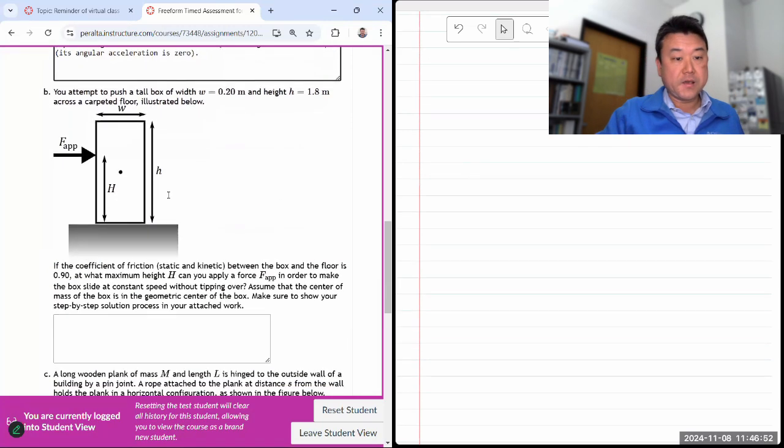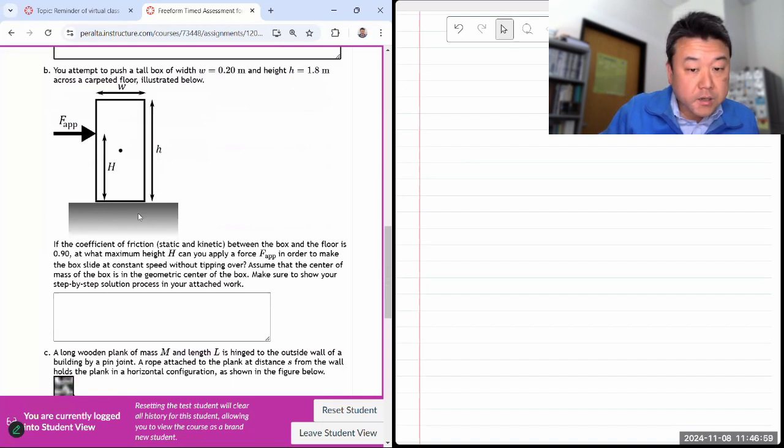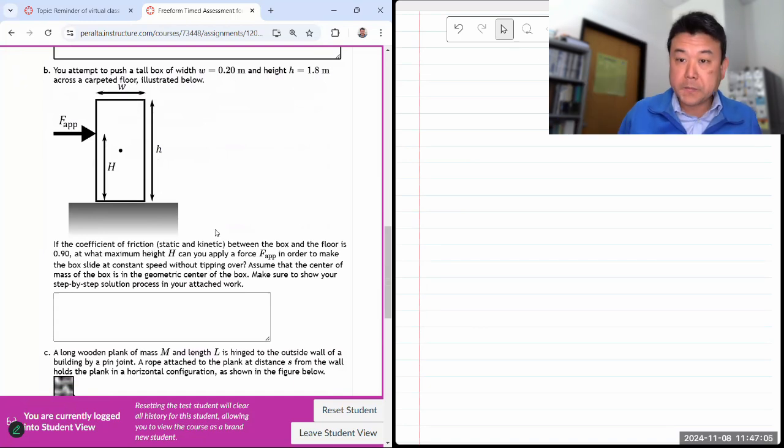Let's do part B. You attempt to push a box, as illustrated, with the coefficient of friction between box and the floor, and what maximum height can. So I have to do standard strategy. And it's been a while since we've done standard strategy.